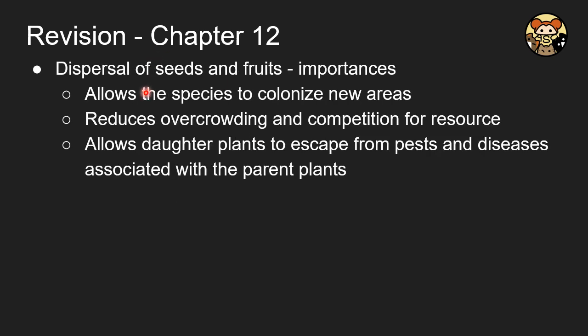As for the dispersal of seeds and fruits, the importance is it will allow the species to colonize a new area and also reduce the overcrowding and competition with the parents, and also allow the offspring to escape from the disease that the parents may have.